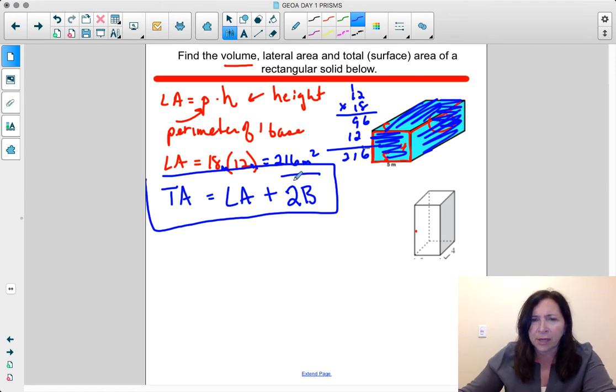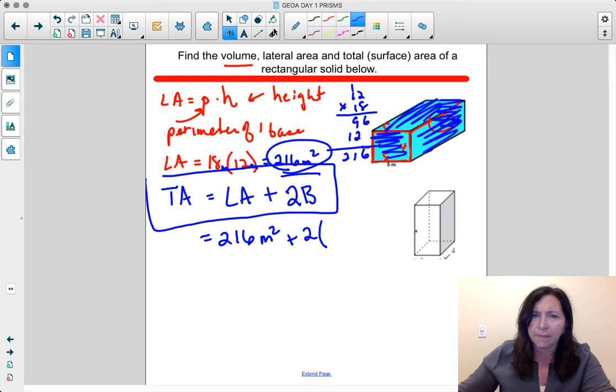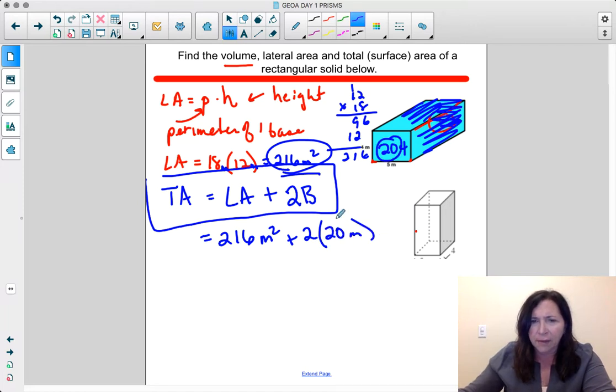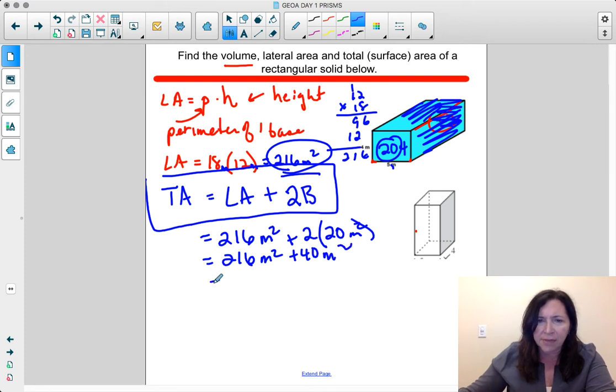So the lateral area, we already know, is 216. So the total area is going to be 216 meters squared plus 2 times the area of one base. I can't see my bases now. It looks like my bases are 4 and 5. So this area is 20, okay? So 2 times 20, length times width, okay? So that's going to be 40. So I have 216 meters squared plus 40 meters squared makes 256 meters squared. And so that's my total area.